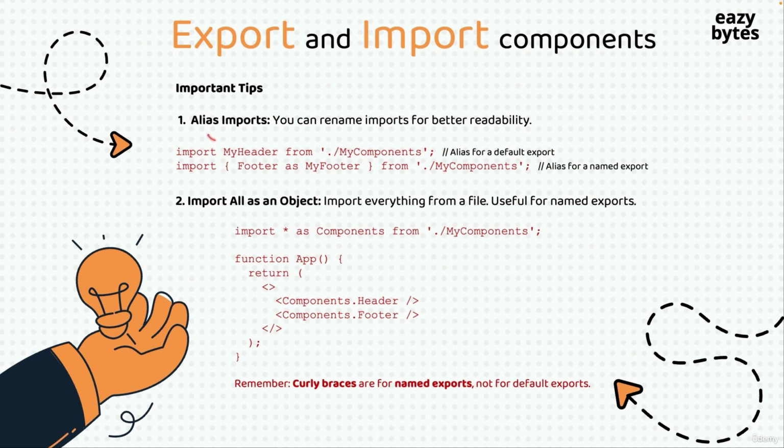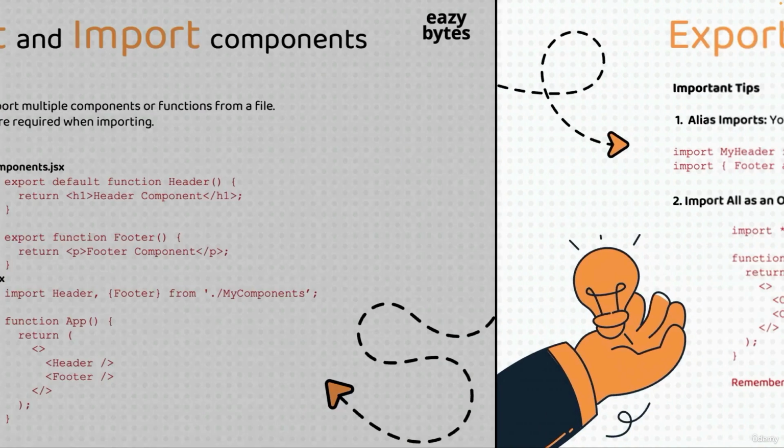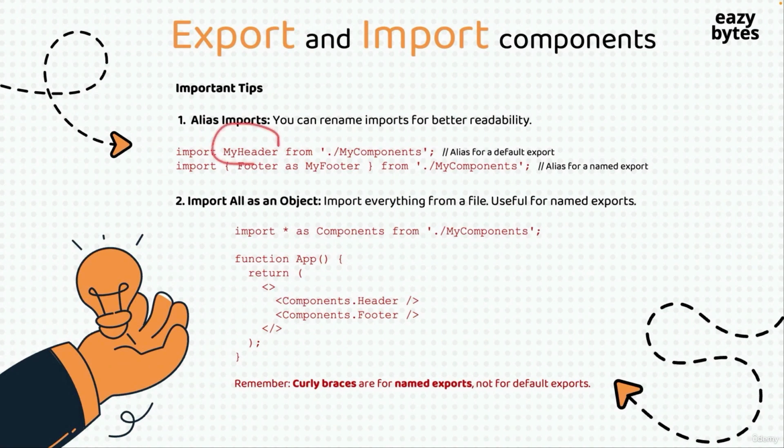While you are importing, you can also provide aliases. It is not mandatory to use the same export names inside your import statements. If needed, you can give a different alias name. The same alias name you can use inside your business logic. For example, inside my components file, I have a default export with the name header. I don't have to use the same header name inside my import statement. Instead, I can give a different alias name. For example, here I have mentioned my header. This my header can be used in all the business logic where we have used this import statement.